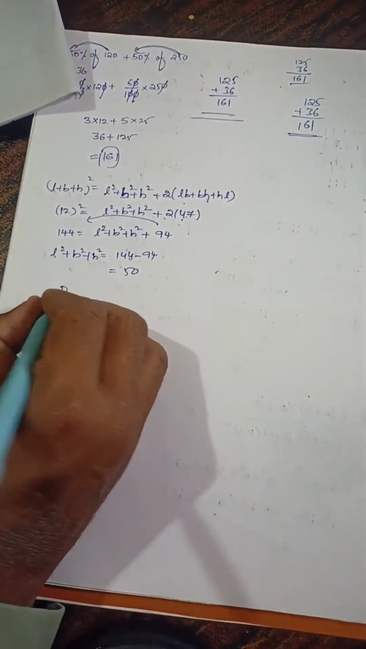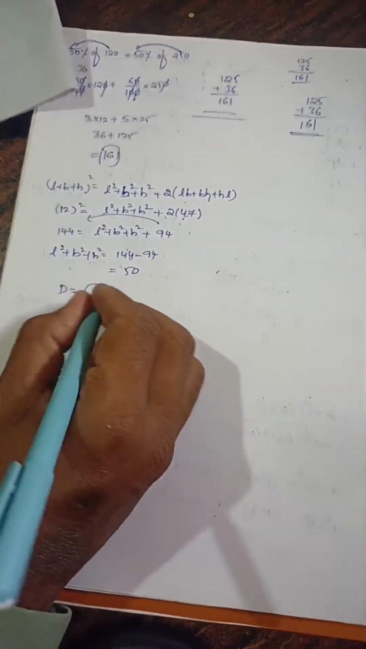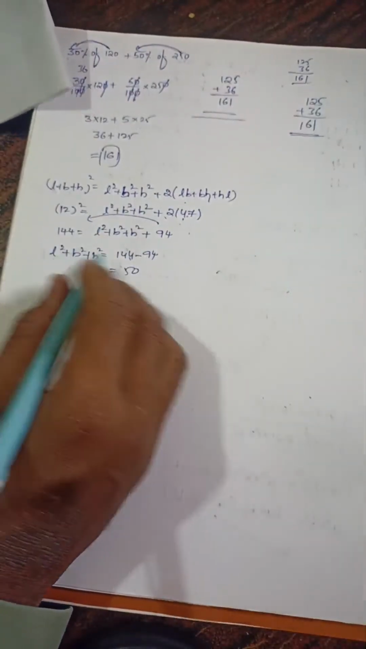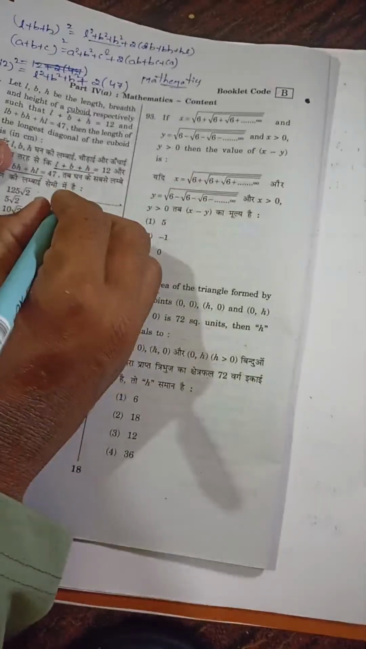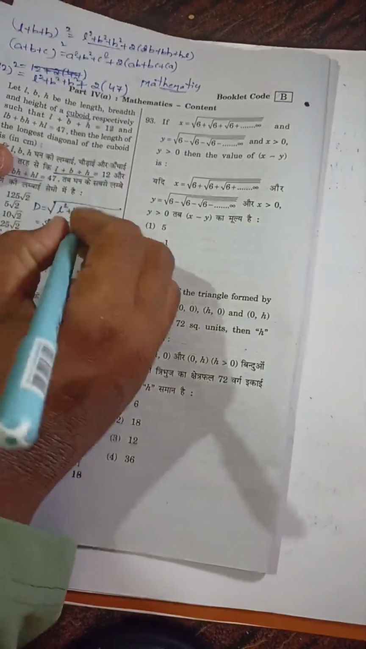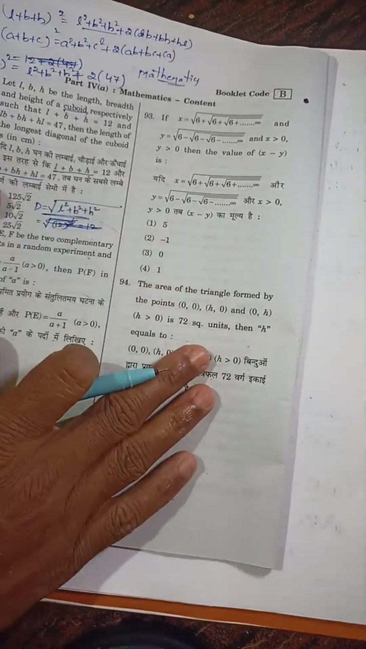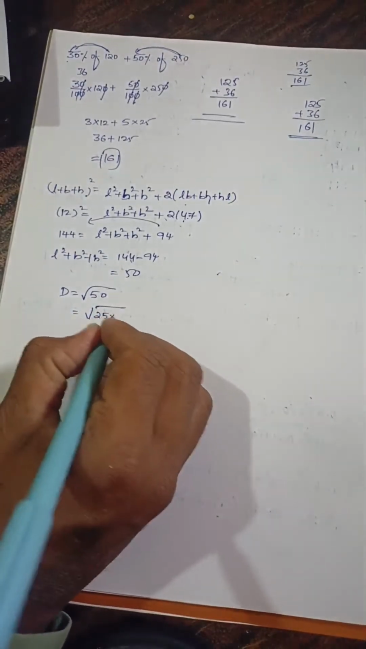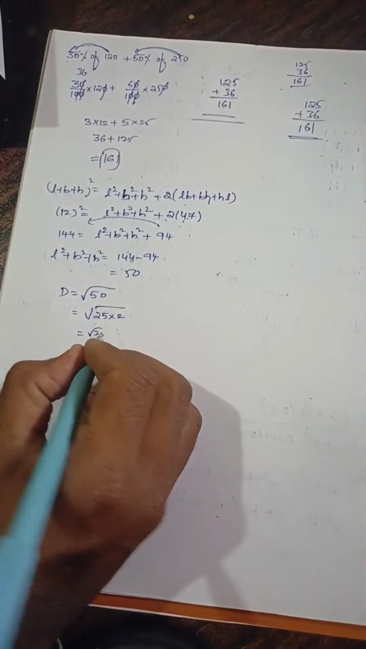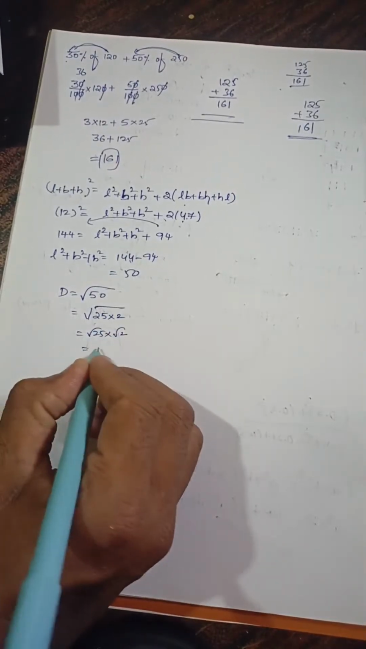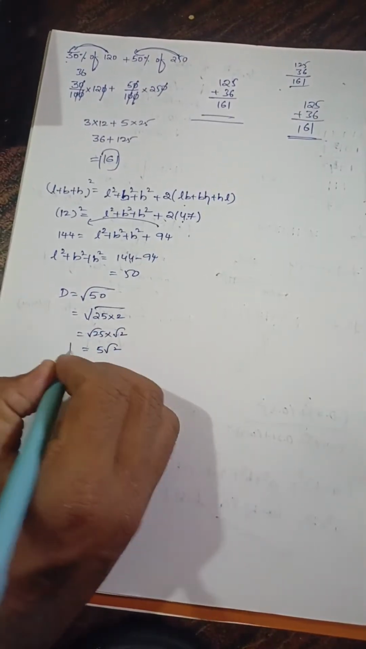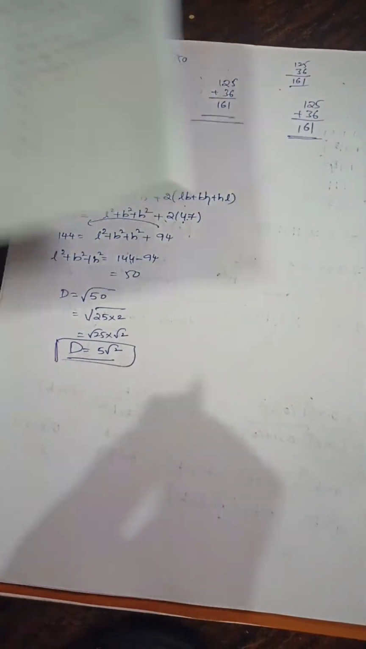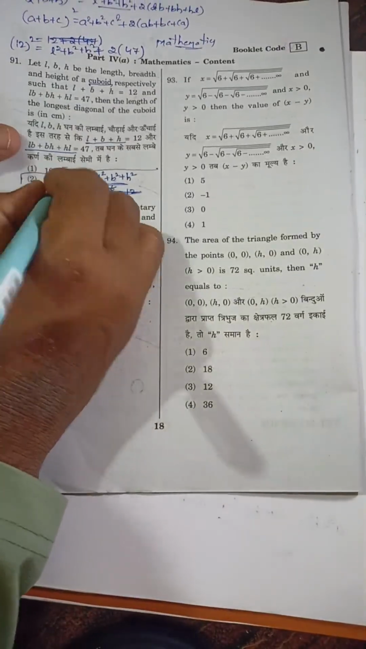So the diagonal is equal to under root of L square plus B square plus H square. We got 50. This can be written as 25 into 2. Write down separately root 25 into root 2. Root 25 value is 5, so root 2. So the diagonal of the rectangle, we got the answer 5 root 2.